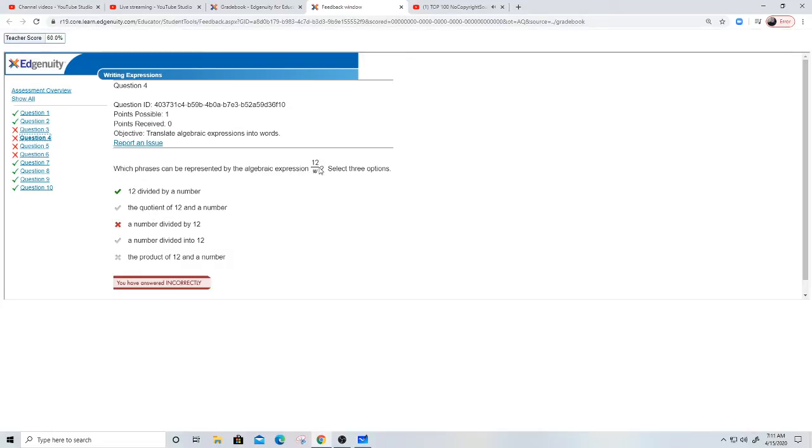A fraction is a division problem. I mean, we're not taught that, I think, at a young age, but this is time for us to write that down in our notebooks. Alright, so a number divided by 12, no, because that would mean the W would have to be on top and the 12 on bottom. So we don't want to pick this.